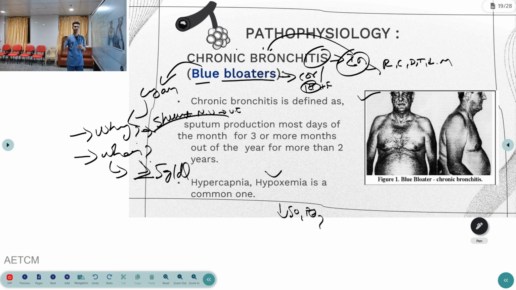So in a chronic condition, there will be increased pressure in the bronchus. That leads to increased pressure in our pulmonary vasculature, which will affect the heart, thereby leading to right-sided heart failure, or cor pulmonale. That is the reason for the bloaters. Bloater in the sense of the body build of the person, so overall an overweight person. That is the reason for the blue bloaters.